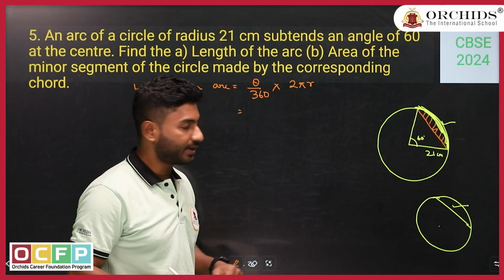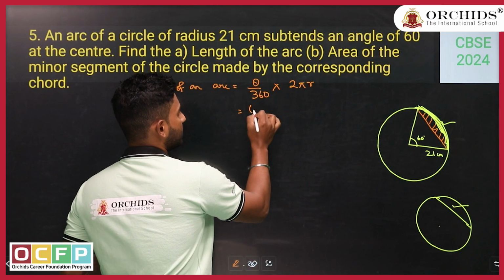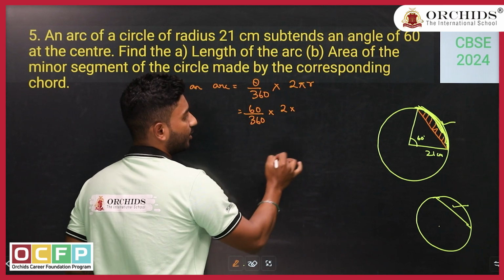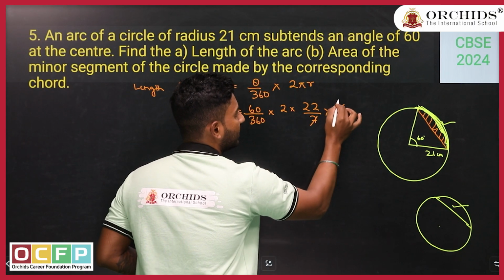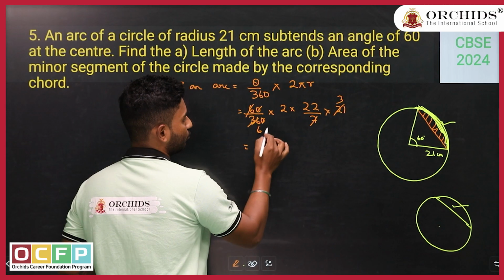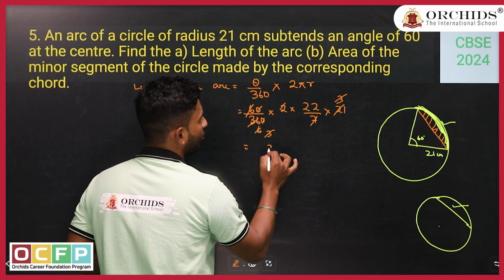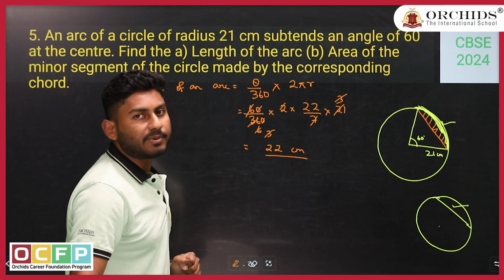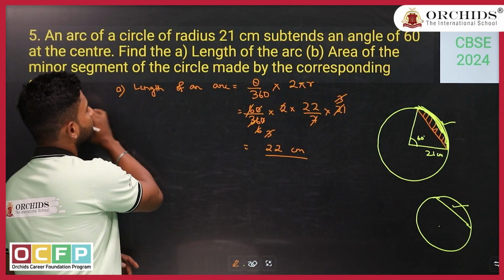Put the values. If you know it, r I have, theta I have, just put it. 60 by 360 into 2, what is pi? Pi is 22 by 7. What is r? 21. Cancel it, 3. 6. So 2. 3 and 3 gone. So what is left in the numerator? 22 centimeter. That's all. So 22 centimeter is the length of the arc. So one part is done. So A part is done.